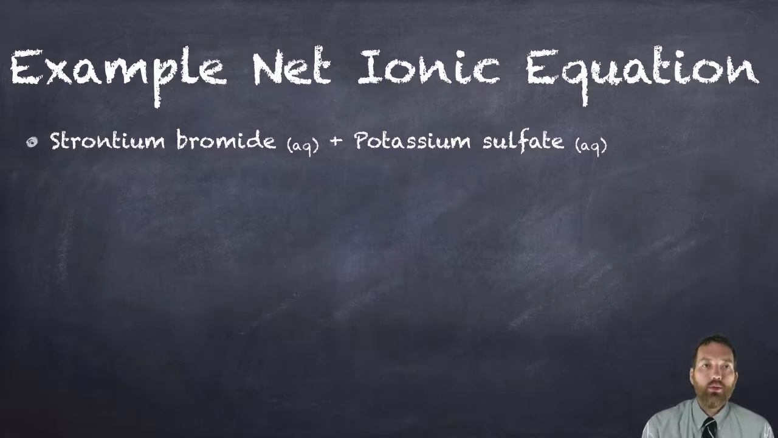Okay, strontium bromide. Strontium is 2+ charge because it's in group 2, and bromide is -1 charge because it's in group 17. Cross the two: SrBr2 is my first reactant. That will react with potassium sulfate. Potassium is K, it has a +1 charge. Sulfate is a polyatomic ion, SO4, and has a 2- charge. And we need to crisscross that 2 in order to balance the charges.